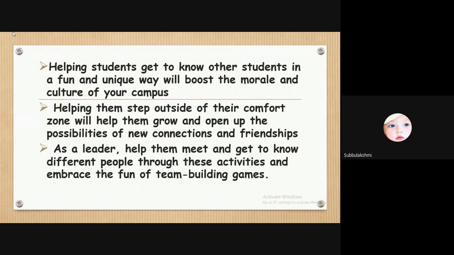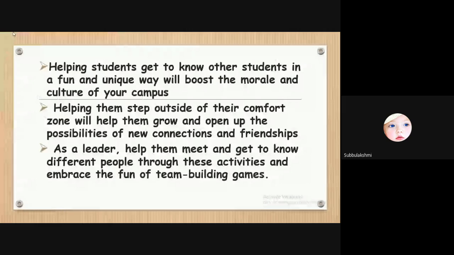This paves the way for new connections and new friendships. We get acquainted with different people, and all these should be understood. As a leader, we help them meet and get to know different people. When we get along with activities, we need to mix with different sorts of people. How to handle people is really important. That is what we call public relations.